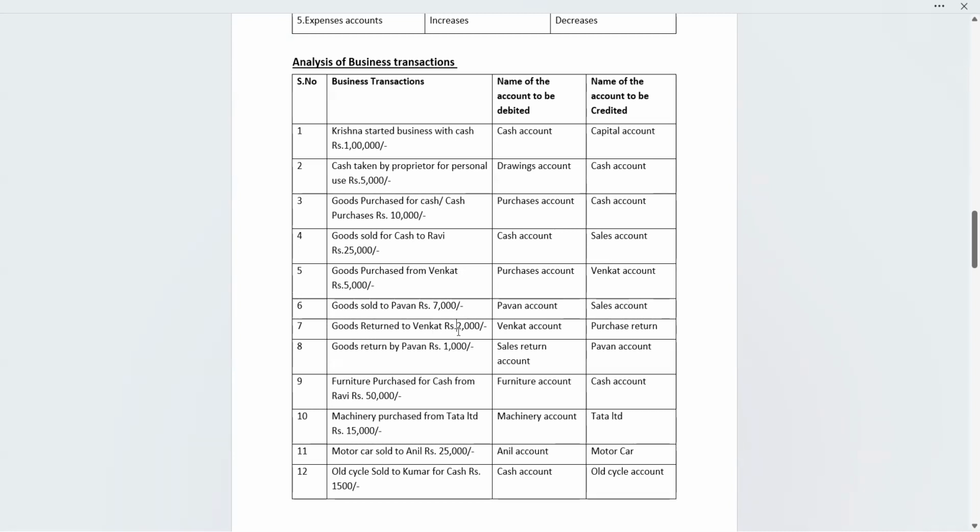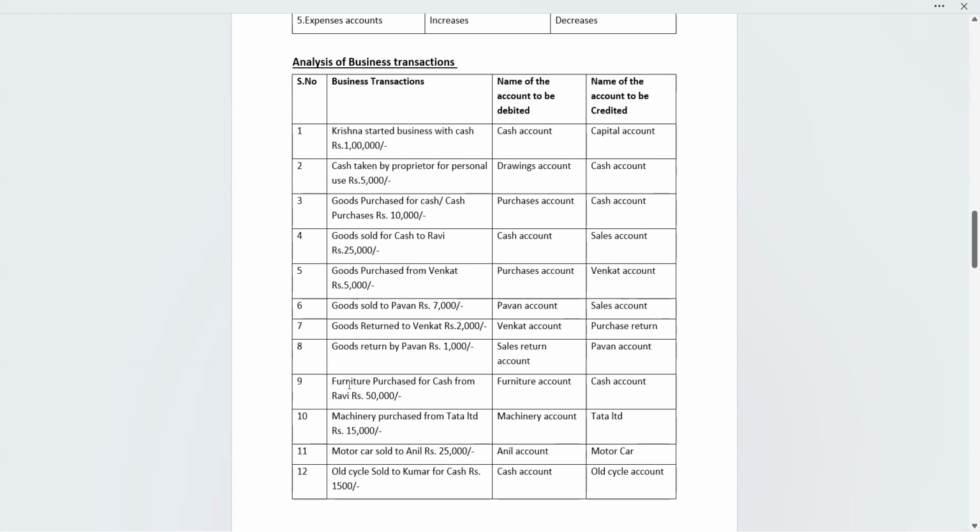Goods returned to Venkat. Who will be returning? The company will return the goods to Venkat. Venkat is a receiver, which side? Debit side. Since your company is returning the goods, that is purchase returns, and purchase returns you mention on the credit side. Goods returned by Pawan. Now who is returning? Pawan returns the goods. Pawan is a giver, which side? Credit side. That is sales return, and sales returns you mention on the debit side.